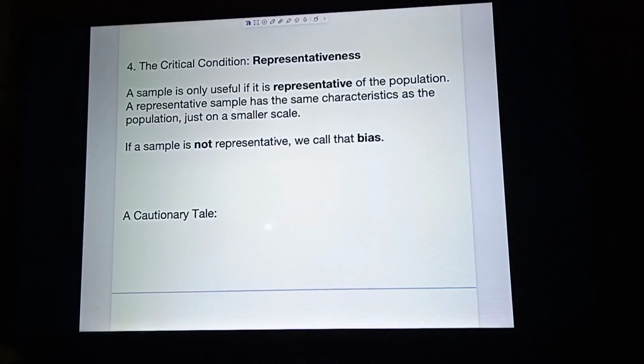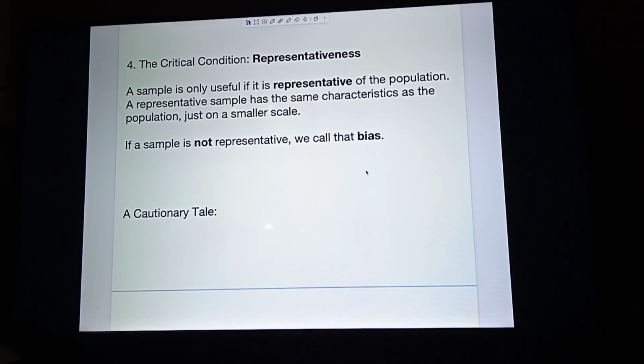Okay. Now let's discuss representativeness. Why it is necessary for a sample to be representative of the population. A sample is only useful if it is representative of the population. A representative sample has the same characteristics as the population, just on a smaller scale. If a sample is not representative, we call that bias.